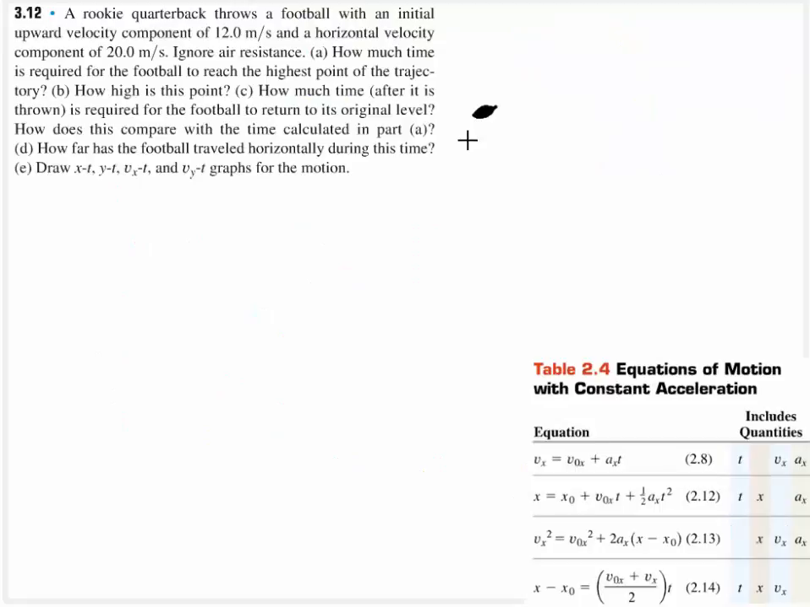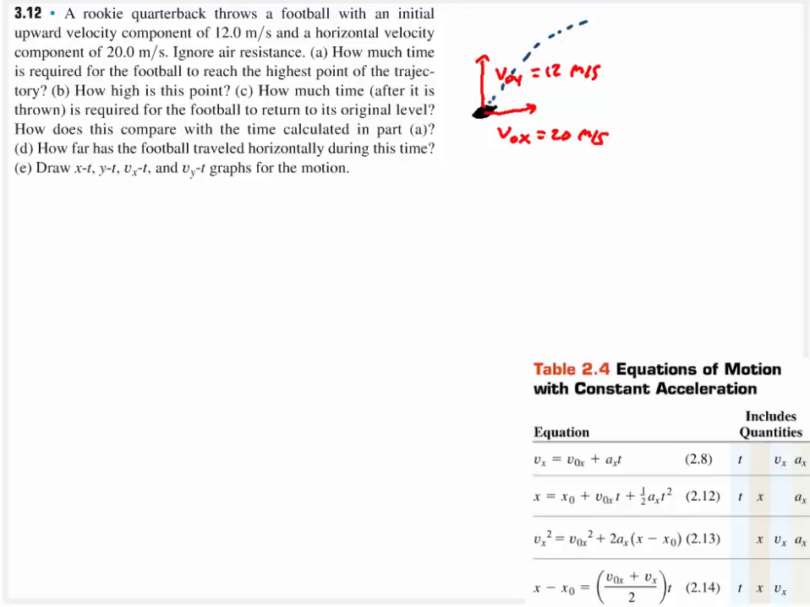And problem number 12, a projectile problem. We're given the initial y velocity, which is equal to 12 meters per second. We're given the initial x velocity, which is equal to 20 meters per second. If you weren't given the components, suppose you were given the magnitude and the angle, simply use trigonometry to break them apart. What we need to do is treat the x and y directions separately.